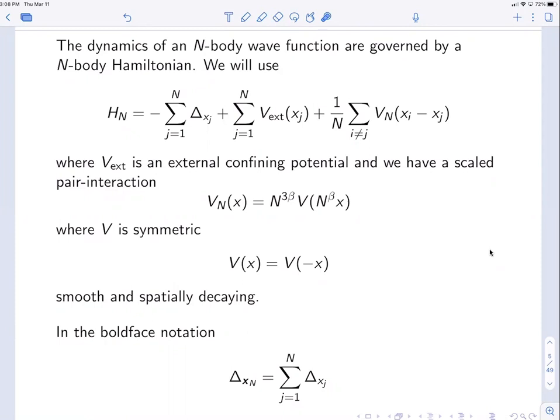So as we proceed in the equations throughout the talk, I will often use the boldface notation again, but whenever I write Laplacian sub boldface xn, I mean the sum from j equals 1 to n of Laplacian xj over the individual particles. So this whole term is just denoted by a single Laplacian.